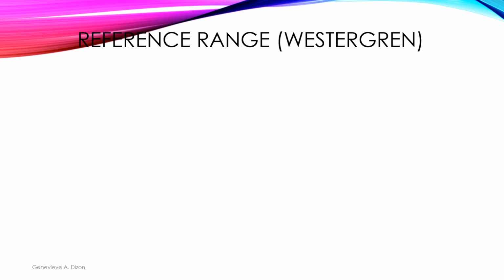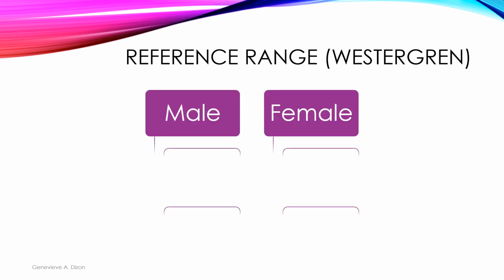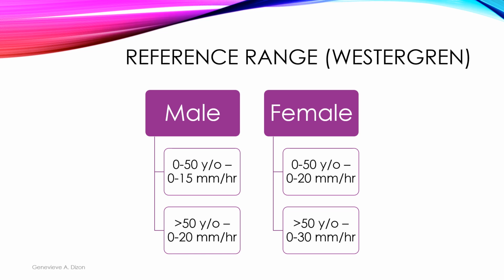For the reference range, we use the Westergren method, as this is the reference method recommended by the ICSH. For individuals ages 0 to 15 years old, male would have a 0 to 15 normal value, while female would be 0 to 20 millimeters per hour. Older individuals of more than 50 years old, males would have 0 to 20 and females would be 0 to 30 millimeters per hour. As you can see, females have a slightly higher value compared to the male.